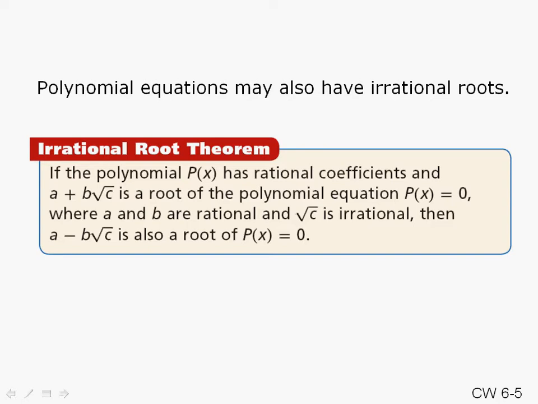Similar to when we have the complex conjugate where we switch the symbol in between, these come in pairs as well. So a plus b times the square root of c, as long as a and b are rational and the square root of c is irrational, means that there should be another at a minus b times the square root of c. Let's take a look and see what that looks like.